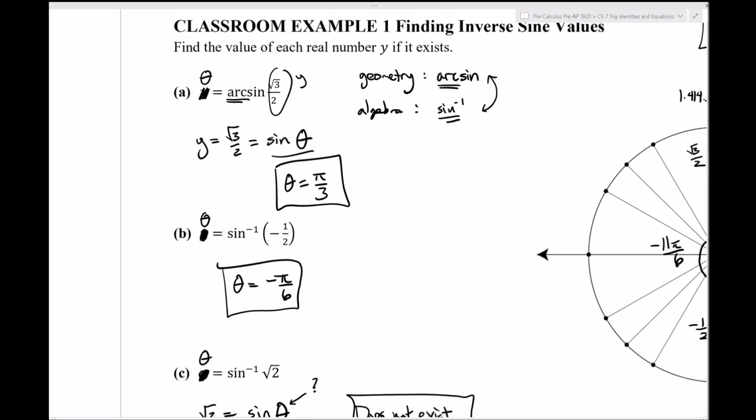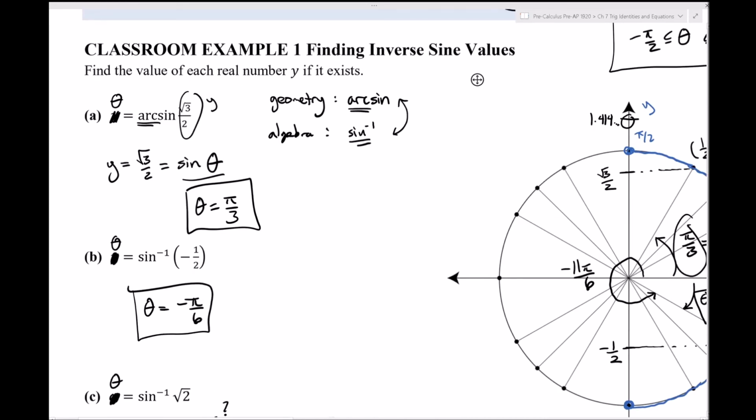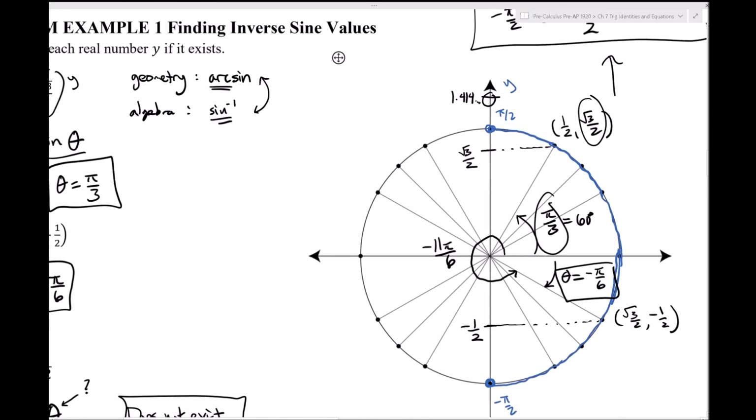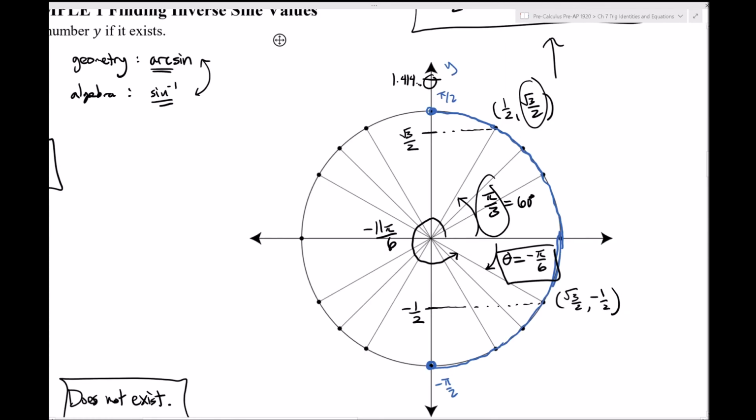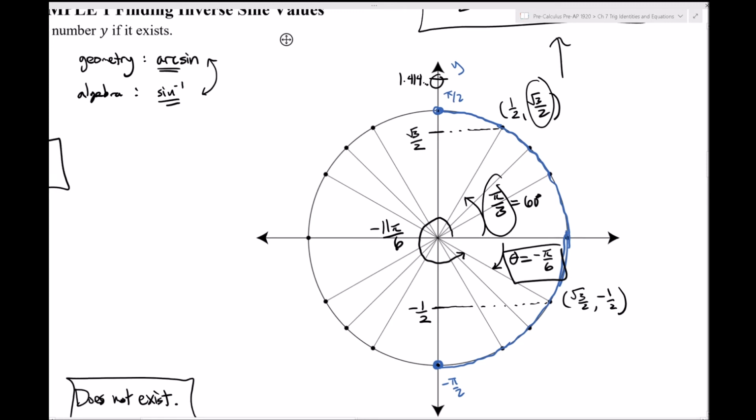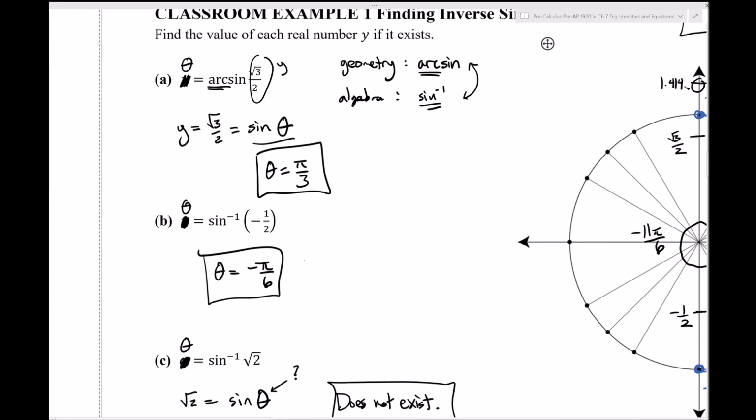Basically, what we're asking there is a much less complicated question. The question is, what would the calculator spit out if you plugged in negative 1/2 into a sine inverse? It would give you negative pi over 6. So this one's much simpler. It's just asking, what does the calculator give you? That's literally what the calculator gives you.